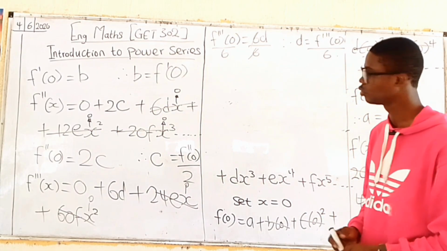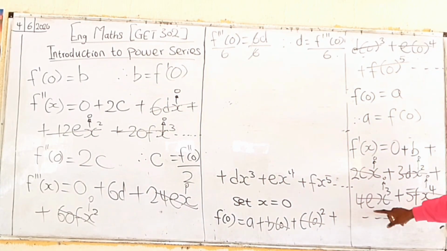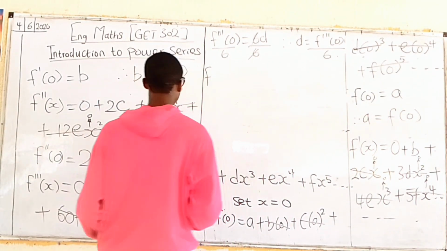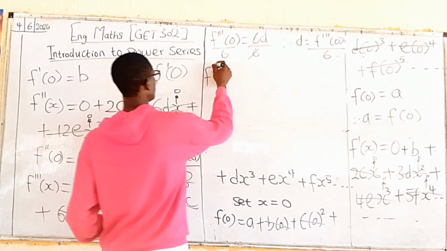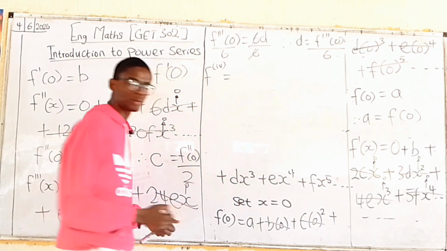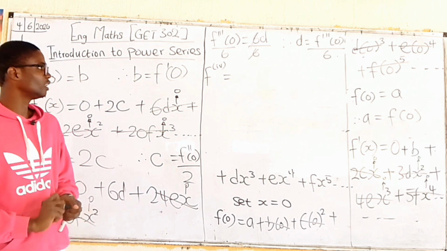Ask possible questions. For us to get the next term, the next term is E now. So, for us to get E, we need F IV. I can put it this way: F IV. I'm writing prime and just write IV. It's acceptable.